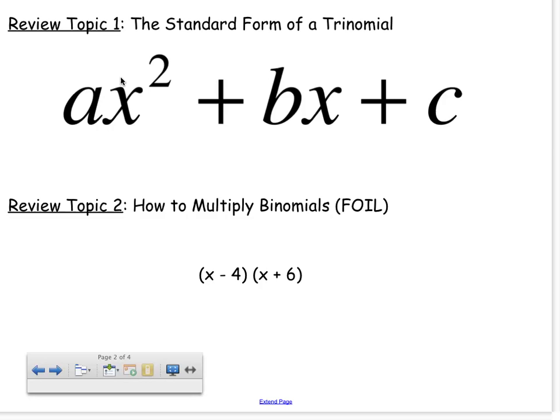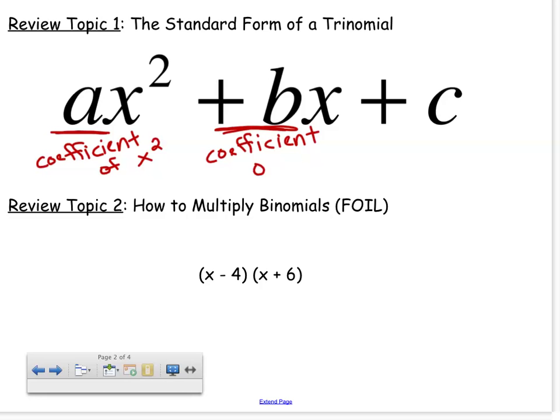Now don't let all the variables confuse you. A is a placeholder for the coefficient of x squared, or whatever variable we're dealing with. It's the coefficient of the variable squared. The value of b, or plus b, its sign does make a difference, is always the coefficient of x, or whatever variable we're dealing with. And c is the constant.